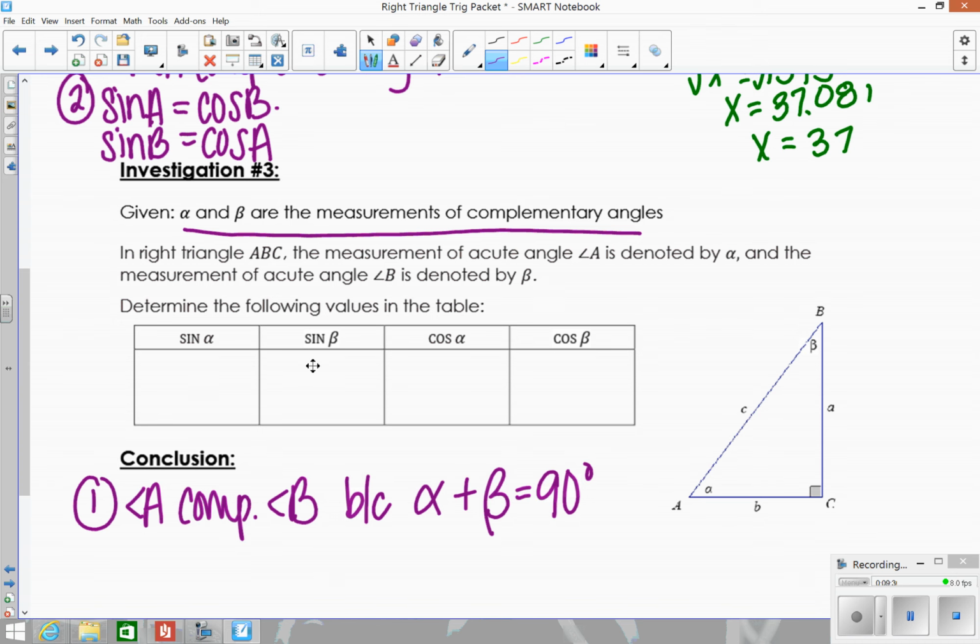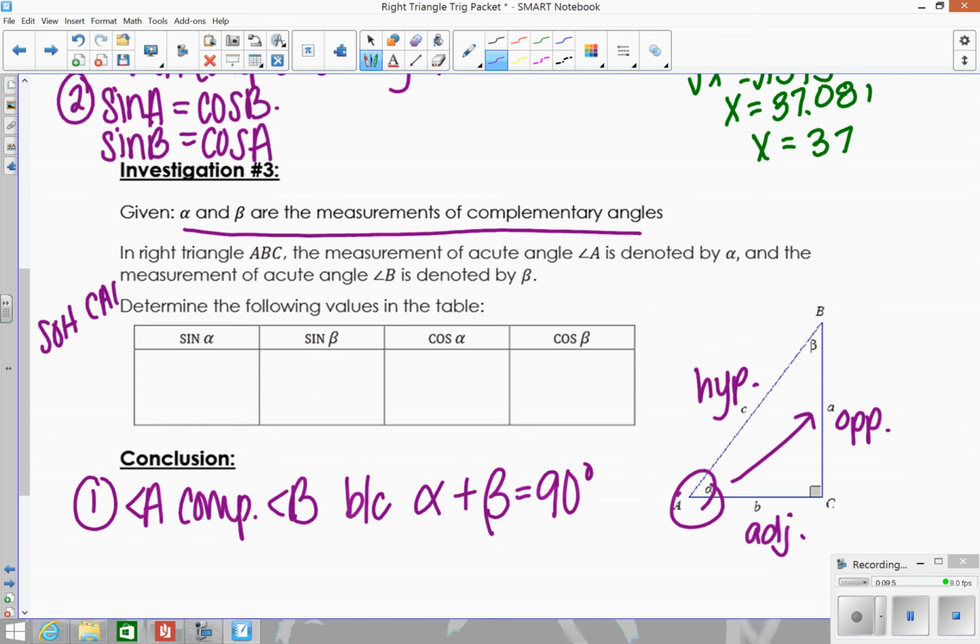Then it wants us to come up with the trig ratios. So sine of alpha means I'm going to start here. The opposite, here's the hypotenuse. Hypotenuse will always be across from that right angle. This is the adjacent side. If we're thinking about sine, that's the SO in SOHCAHTOA. So that's opposite, which is going to be side A, over the hypotenuse, which is C. If I look at cosine of that same angle, cosine is going to be the adjacent, which is B, over the hypotenuse, which is C.